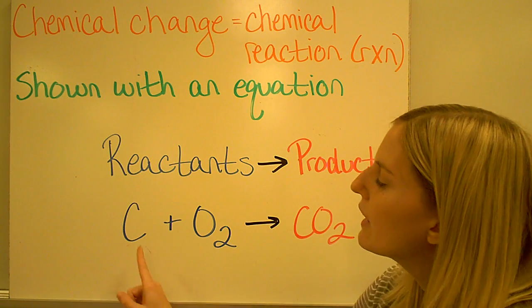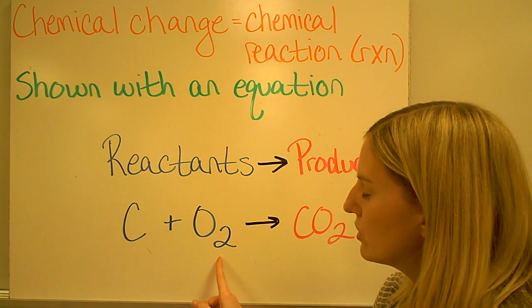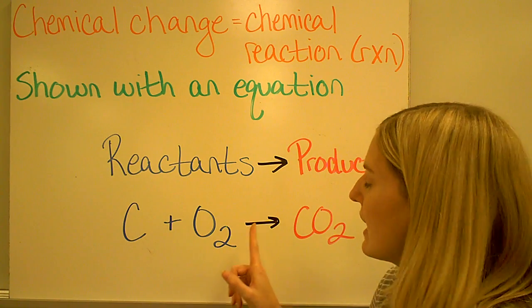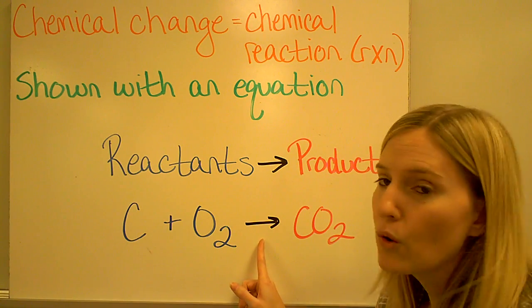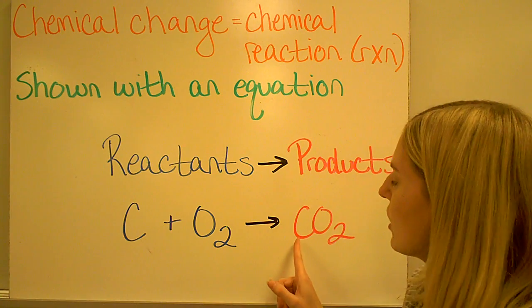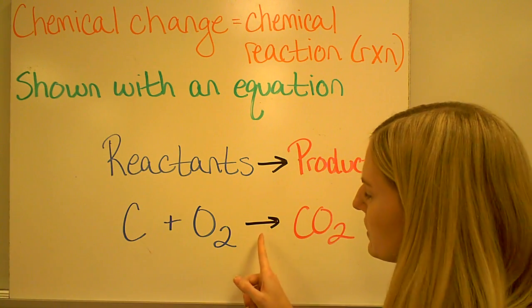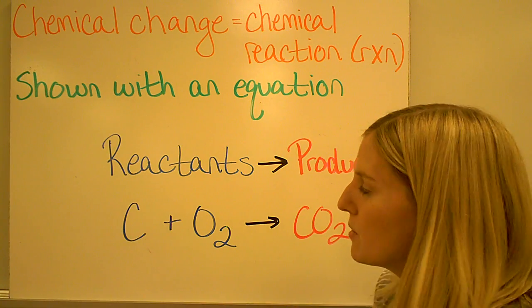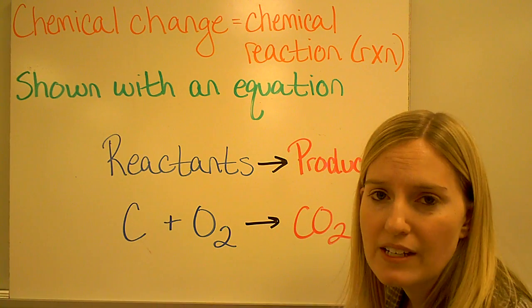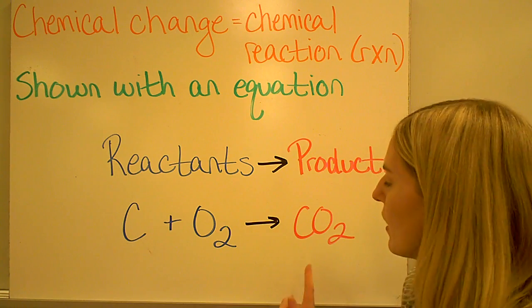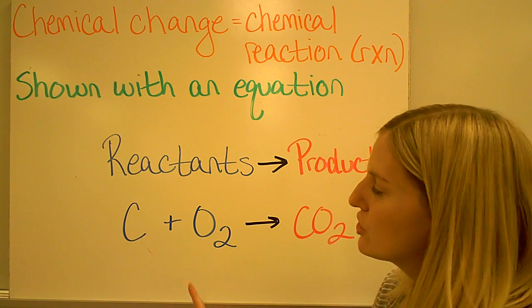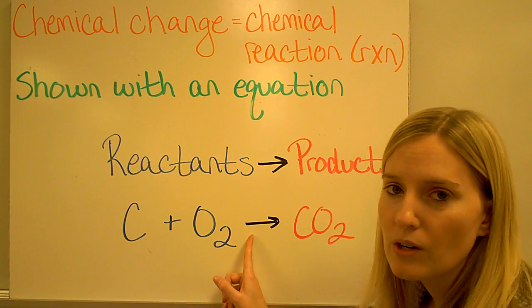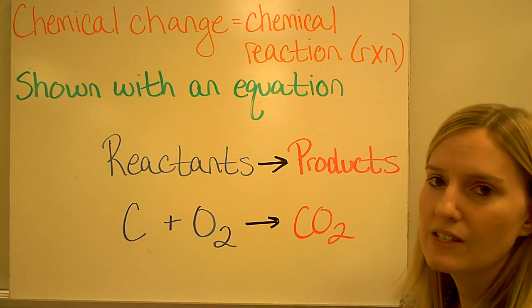So for this example, I have carbon plus O2, or oxygen, and they're combining to form or to yield carbon dioxide. So this arrow is not read as equals because it's not an equal sign, because carbon by itself and oxygen by itself are very different from carbon dioxide. It's just showing that these things form or yield this compound.